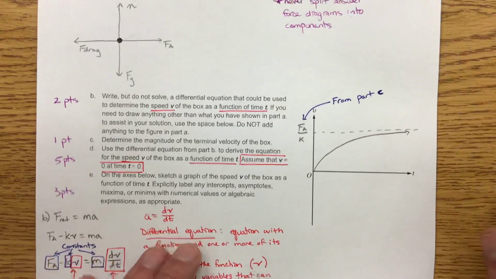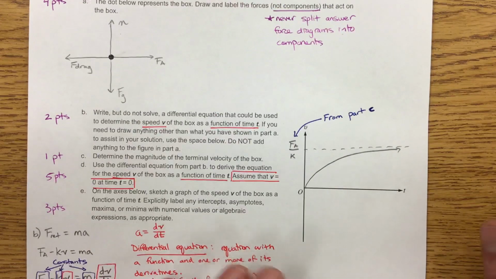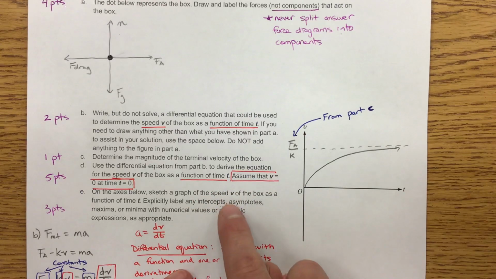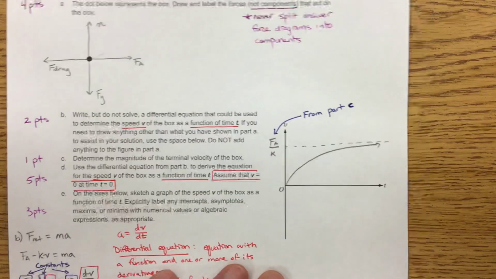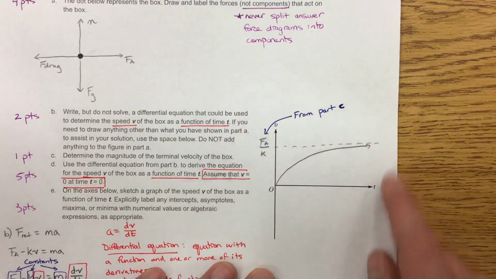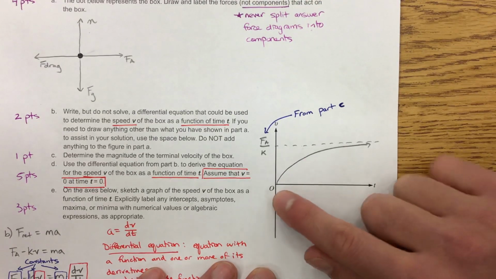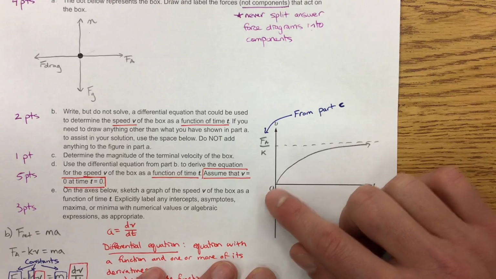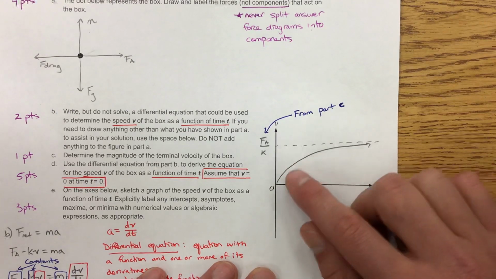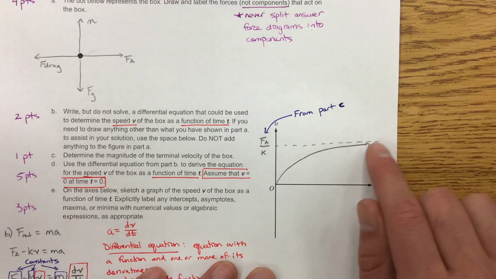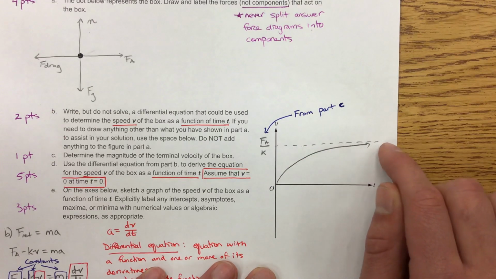Final part is part E. Sketch a graph of the speed of the box as a function of time. And it says explicitly label any intercepts, asymptotes, max or min with numerical values or algebraic expressions. So this is velocity versus time. At the beginning of our motion, we have a velocity that is increasing, and it's still increasing, but at a slower rate. And eventually, it's going to approach this horizontal asymptote here.